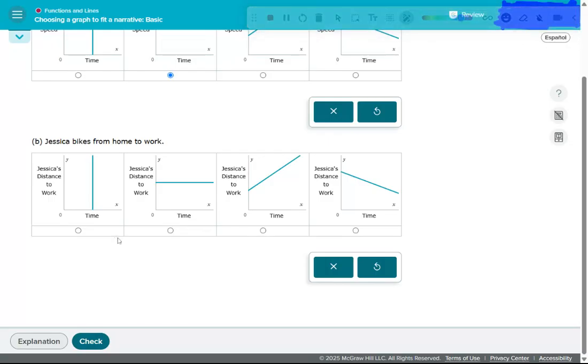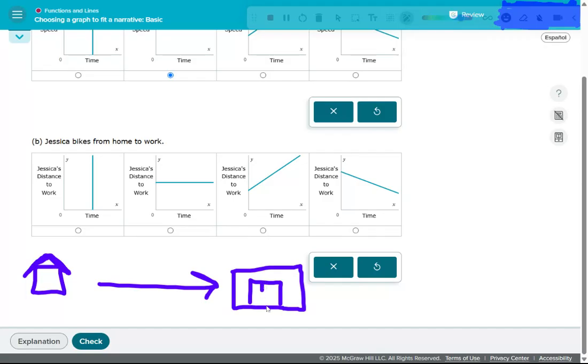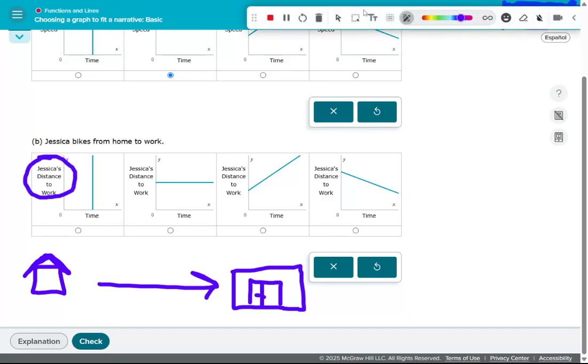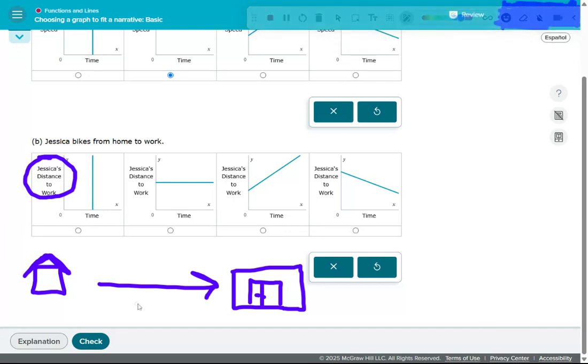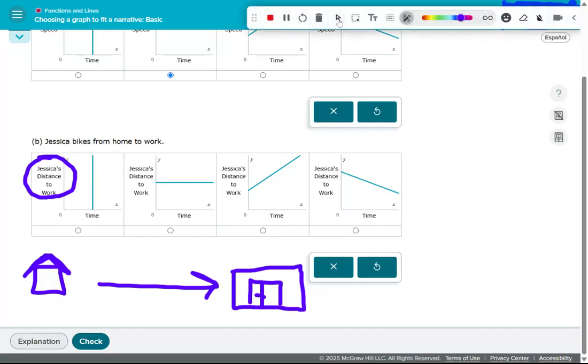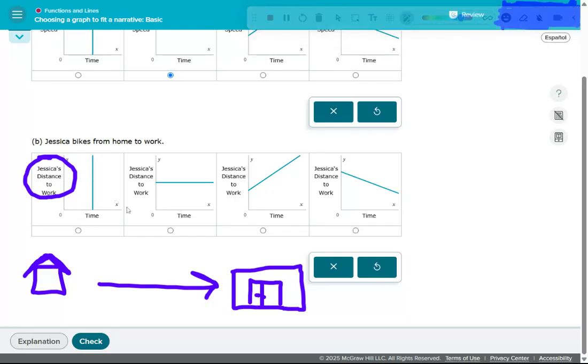So she's going from her home to wherever she works. I don't know. She's going from home to work. So we're checking her distance to work. What's happening over time? So we're asking ourselves what's going on. Is the distance undefined? Is it stagnant? There's no change. Is it positive? Is it negative? So we're trying to figure out what is happening over time to her distance to work.